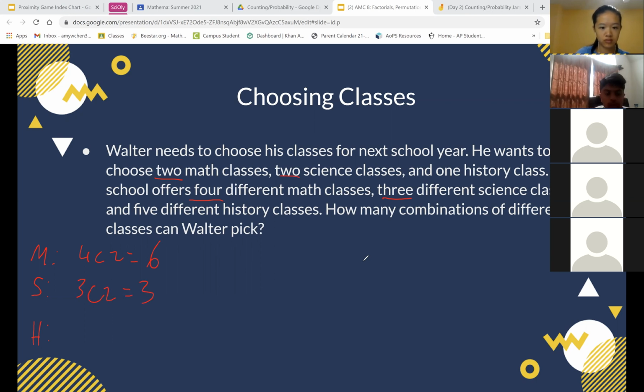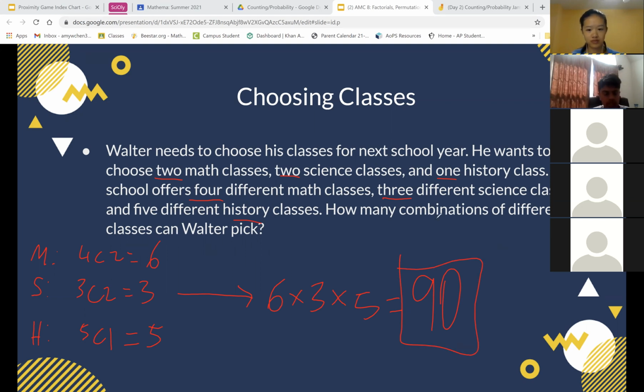5. I noticed that some of you are adding 6 plus 3 plus 5, but remember the fundamental counting principle. Yes, it's 90. We have to multiply instead of add. Now that we figured out that there's 6, 3, and 5, think about it like an outfit problem. Walter wants to wear a shirt, sunglasses and jeans. If you think about it like that, then you can see that the answer is 90.